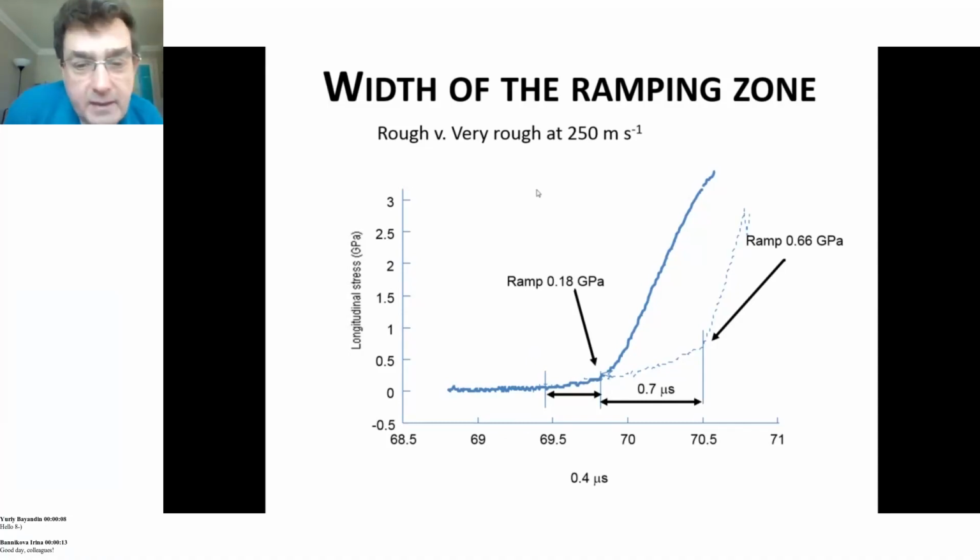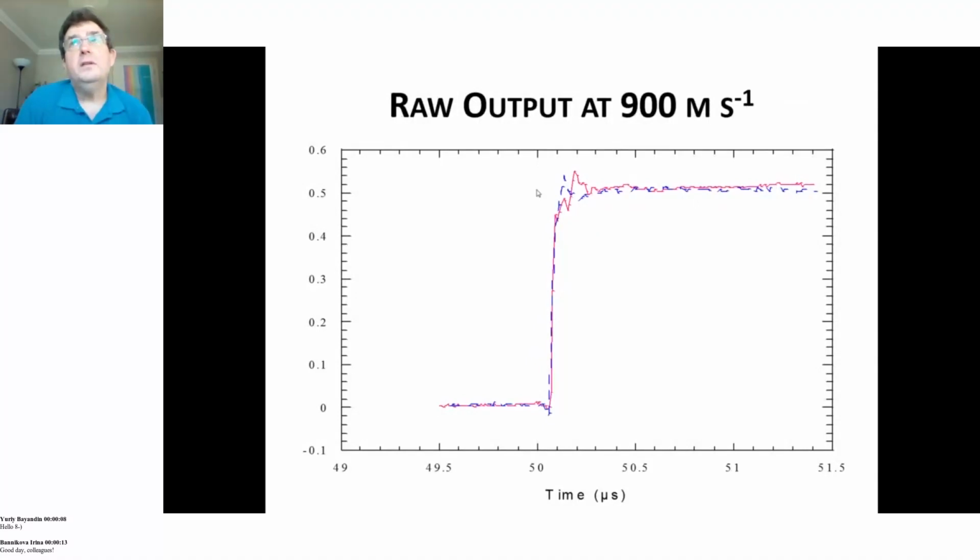At 900 meters a second, the impact velocity is so fast that the roughness on the front of those perspex gauges is flattened very rapidly, and it goes to a time below the time resolution of the gauge. So what we see is basically no difference between smooth versus rough gauges.